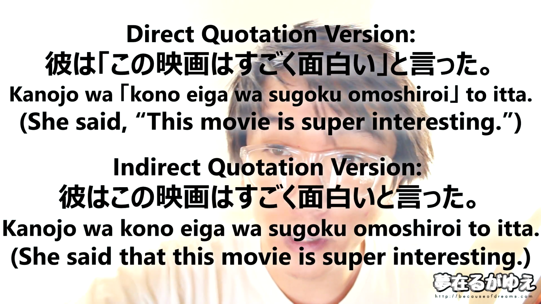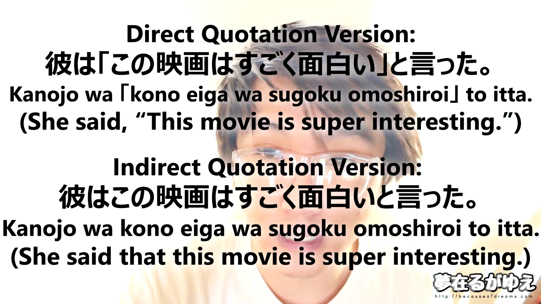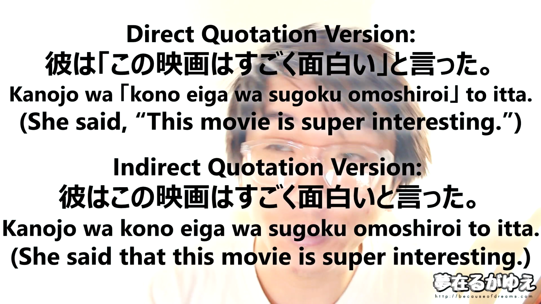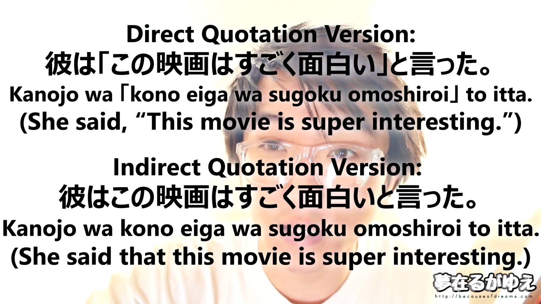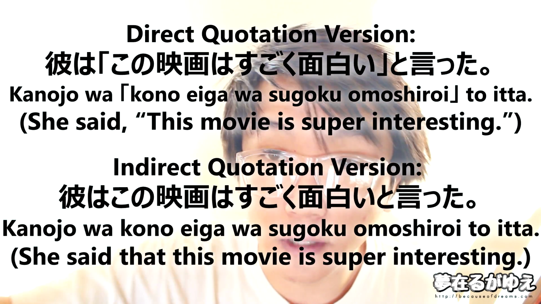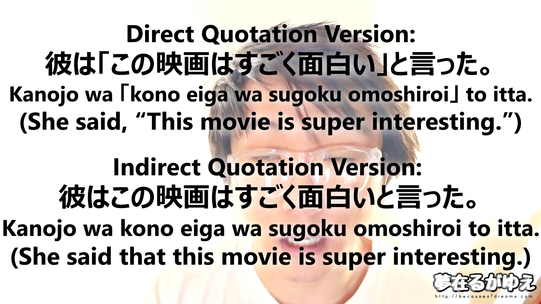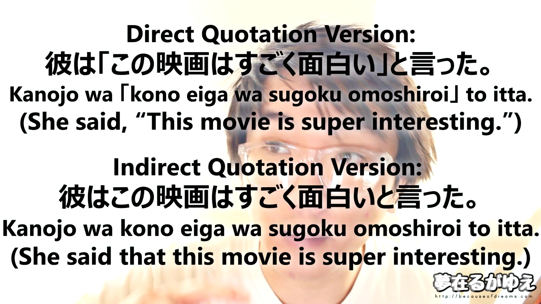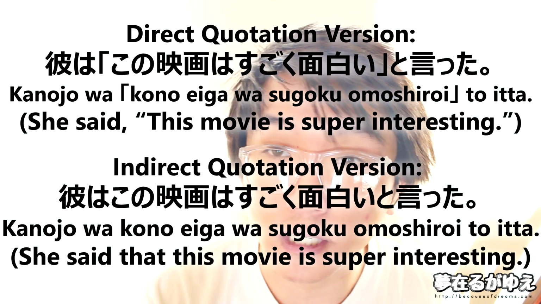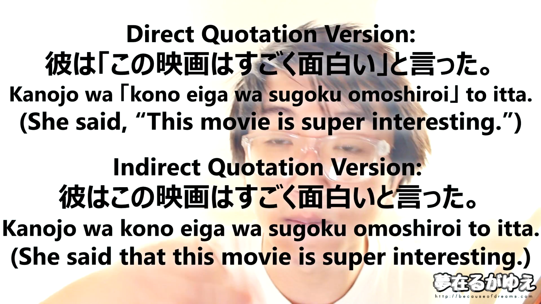And so yeah, hopefully that explanation of why we used wa in that sentence twice makes sense. But if it doesn't, let's go through it again, because we're going to go through the indirect quotation version of the sentence, and it's going to be the exact same thing, except it doesn't have the quotation marks or the kagikakko. But verbally, it's going to be the exact same thing. Kanojo wa kono eiga wa sugoku omoshiroi to itta. And this is going to be the exact same thing in Japanese, but when we translate to English, instead of she said this movie is super interesting, it's going to be she said that this movie is super interesting.